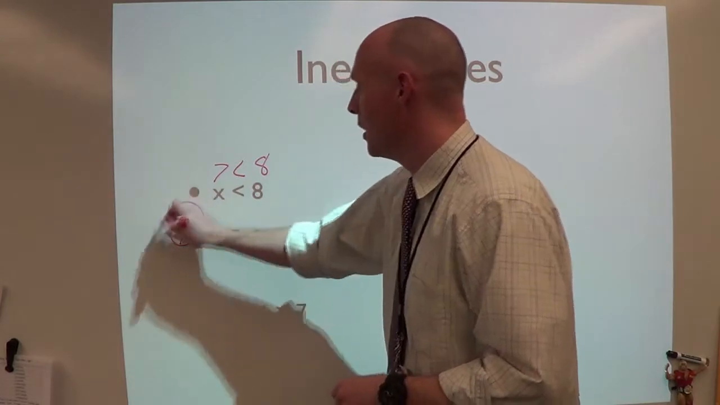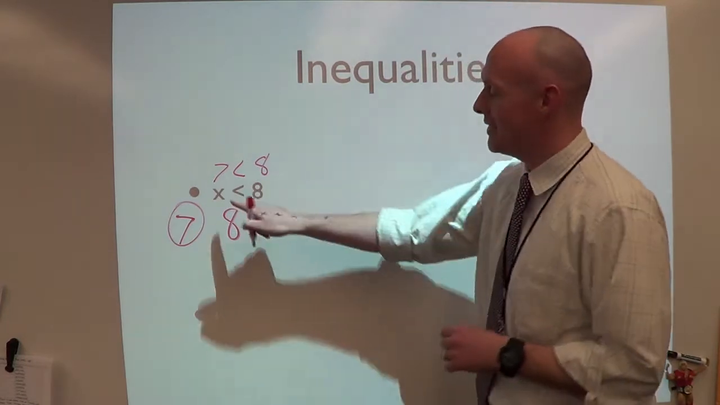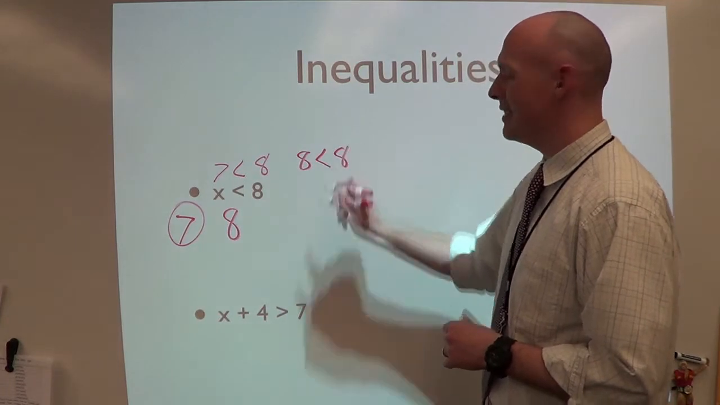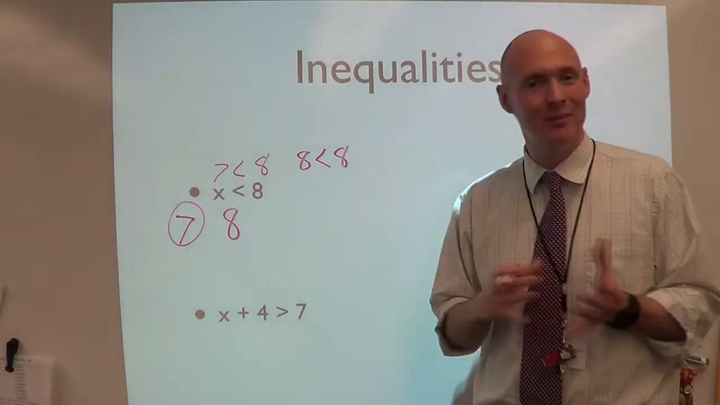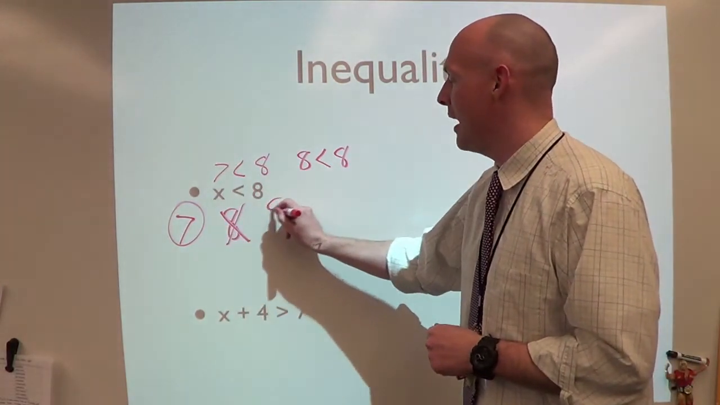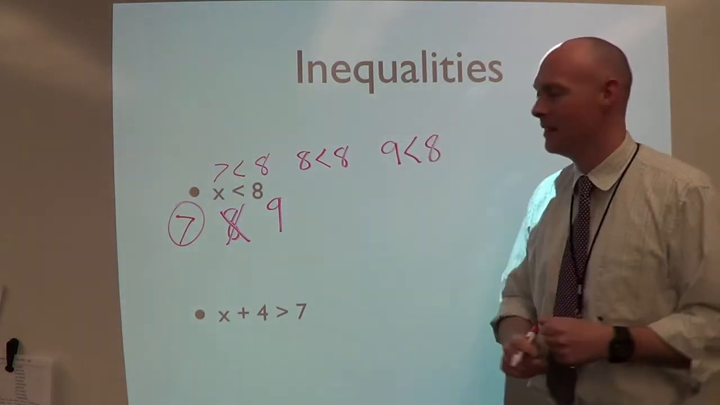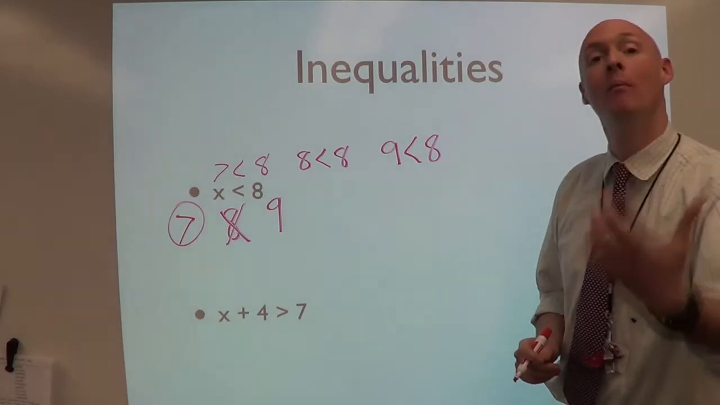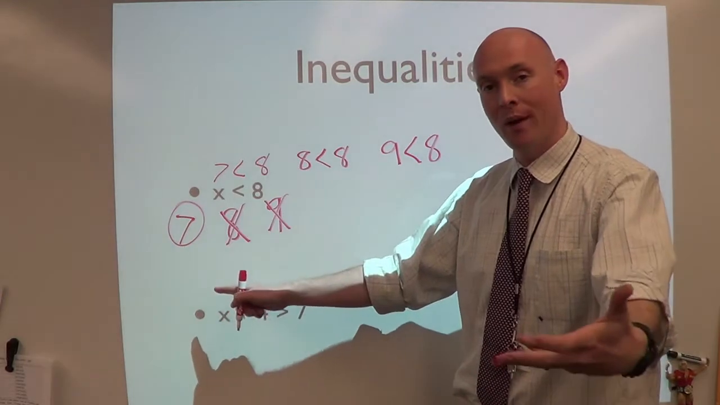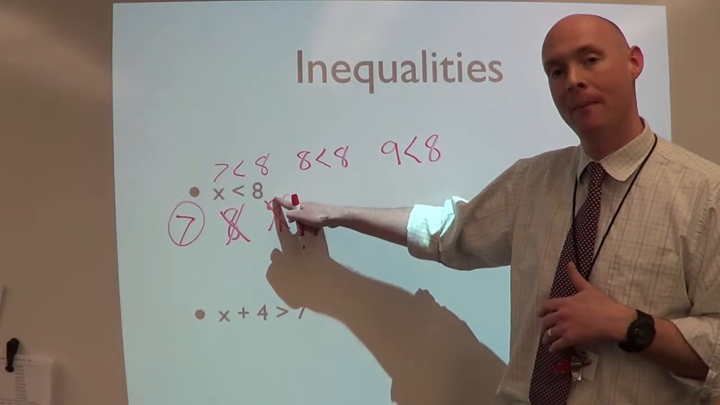We're good. Let's try a number like 8. So what I say is, is 8 less than 8? No. 8 is 8. 8 is equal to. So 8 does not work. Well, what about 9? Is 9 less than 8? No. 9 is greater than or more than 8. So 9 does not work either. So for this, 7 would work. I want you on your note sheet to try to predict what's another number that would work for this inequality.